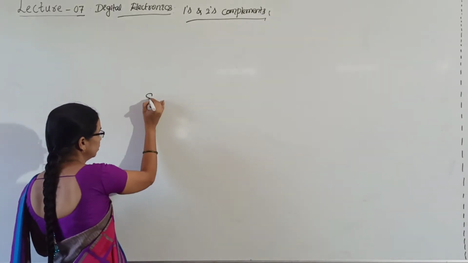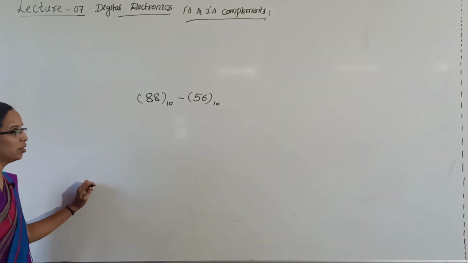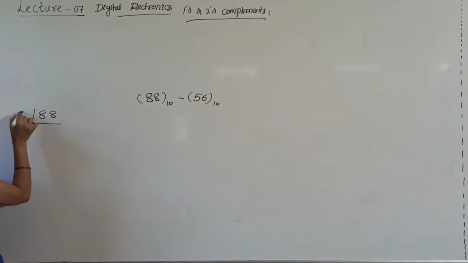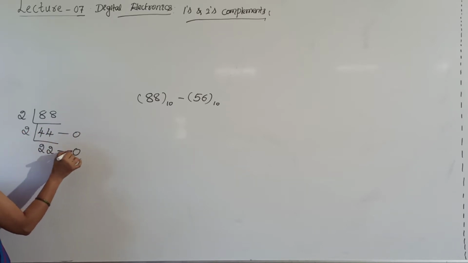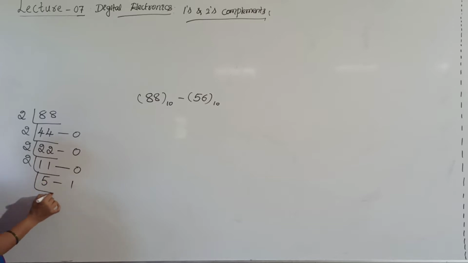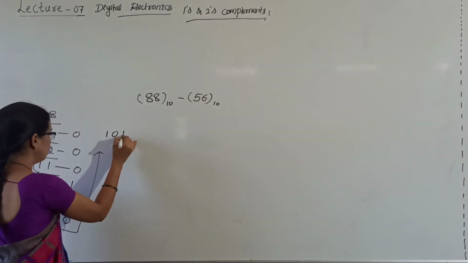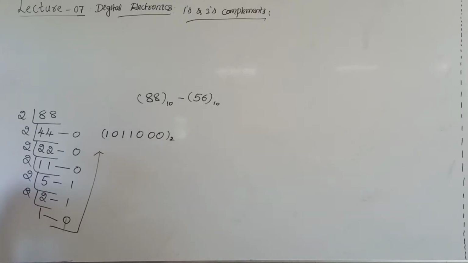That is 88 of decimal minus 56. In this, first we have to convert decimal 88 into binary. 2 44s are 88, 0 is the remainder; 2 22s are 44, 0; 2 11s are 22, 0; 2 5s are 10, 1 is the remainder; 2 2s are 4, 1 is the remainder; 2 1s are 2, 0 is the remainder. 1 0 1 1 0 0 0 is the binary equivalent of 88.